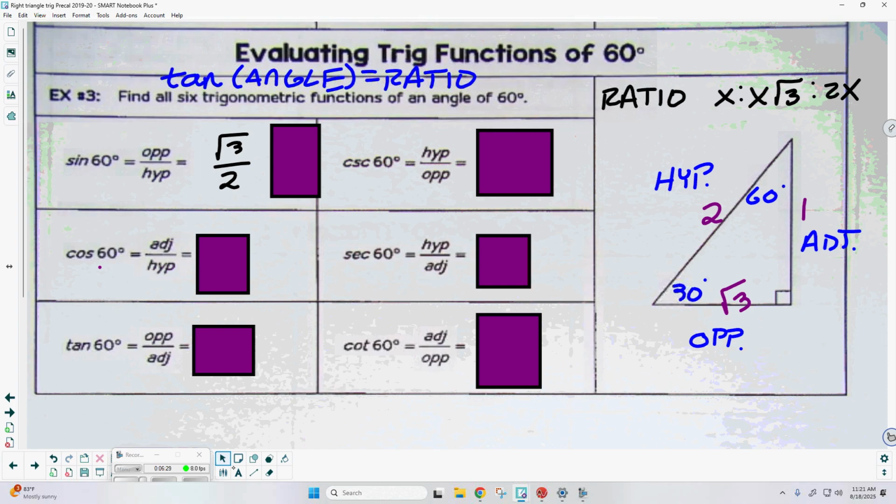Let's go ahead and do another one of these. Let's say cotangent of 60. So it says adjacent over opposite. So what would that be according to this figure? 1 over the square root of 3.